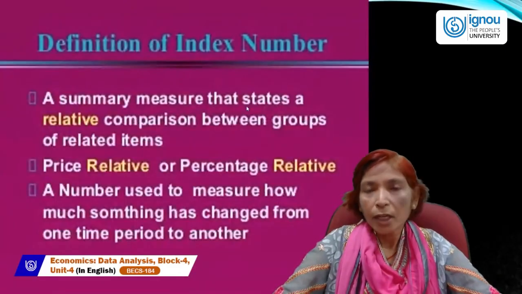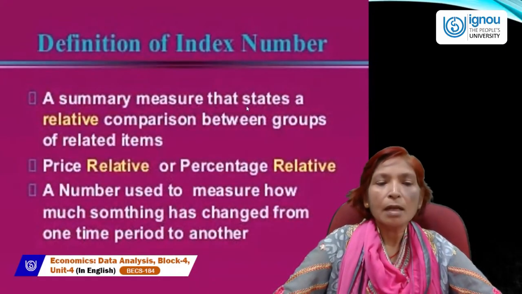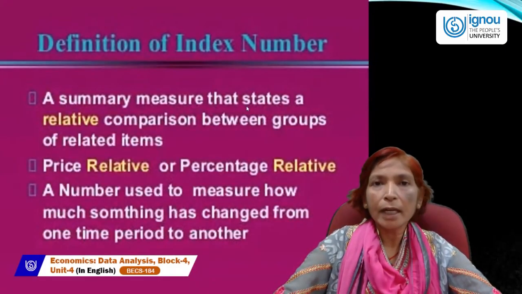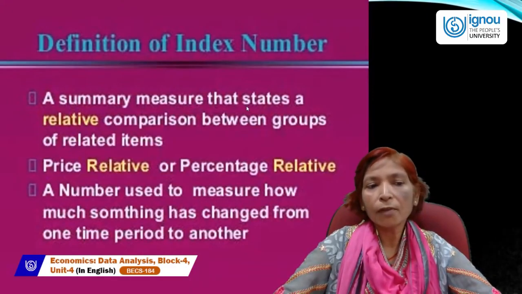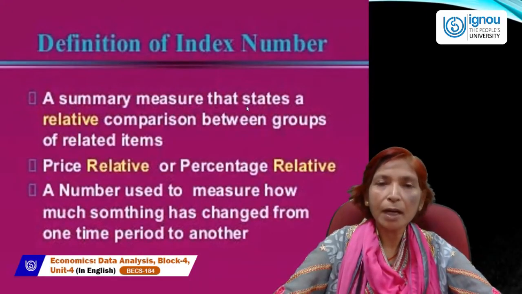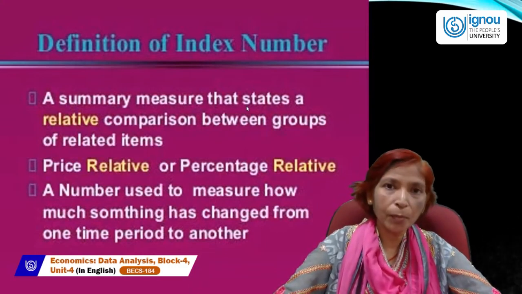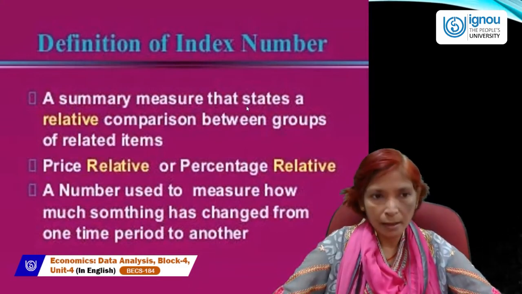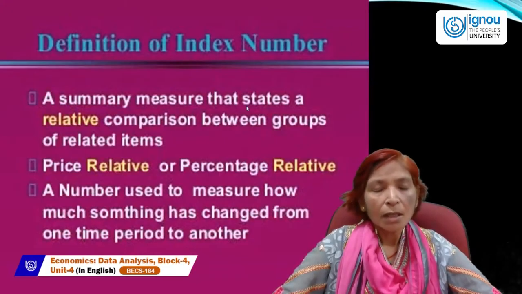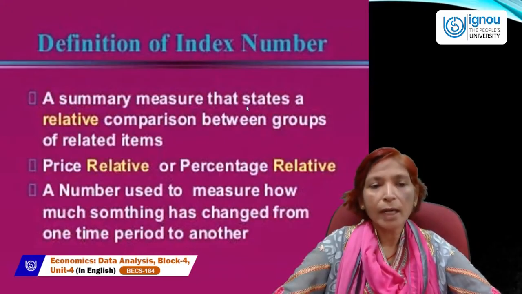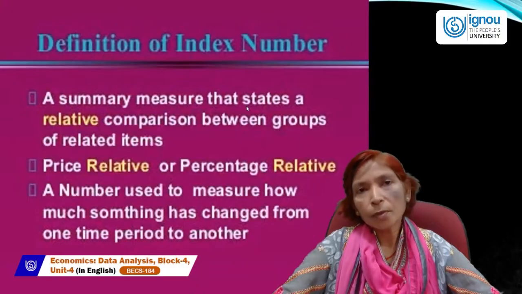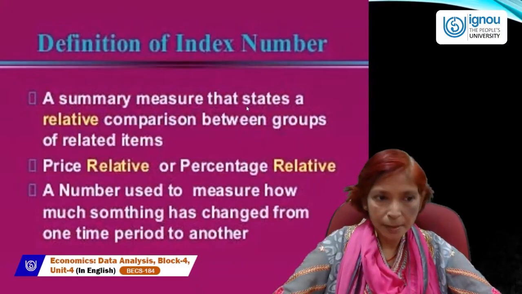Next is the definition of index number. It is a summary measure that estimates a relative comparison between groups of related items. It may be price, quantity, value, export and import, or any other thing. We can estimate the relative change or relative comparison between groups of related items.